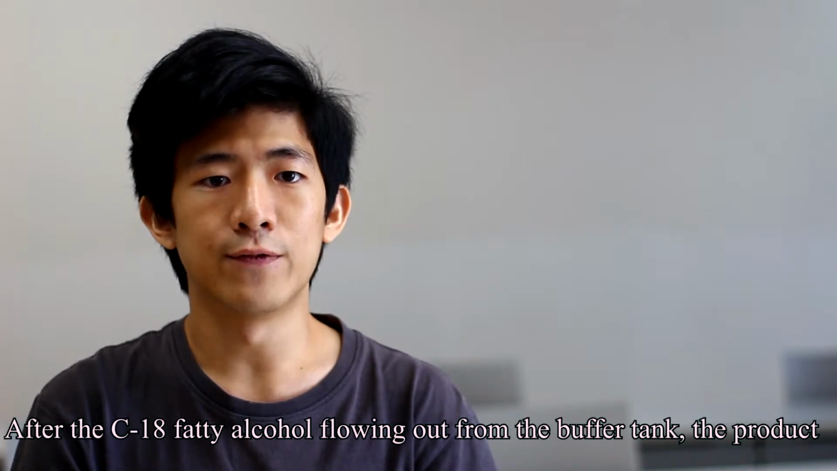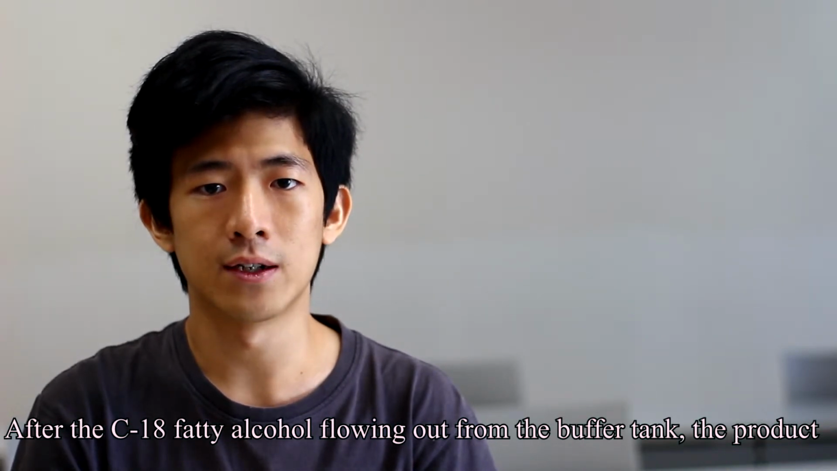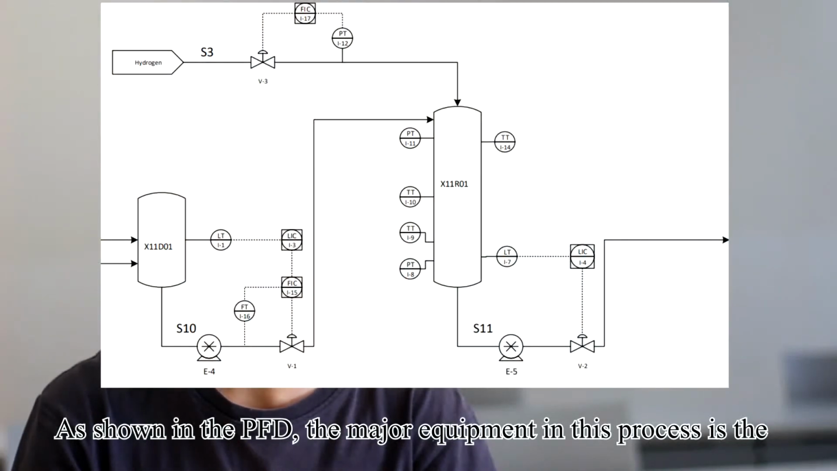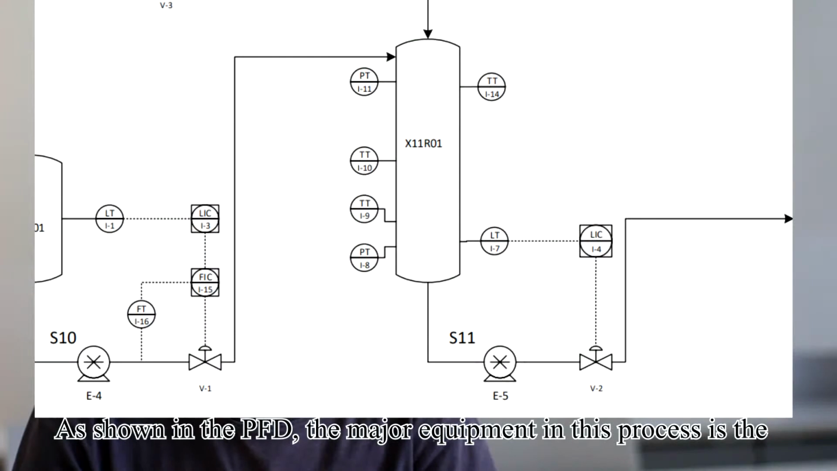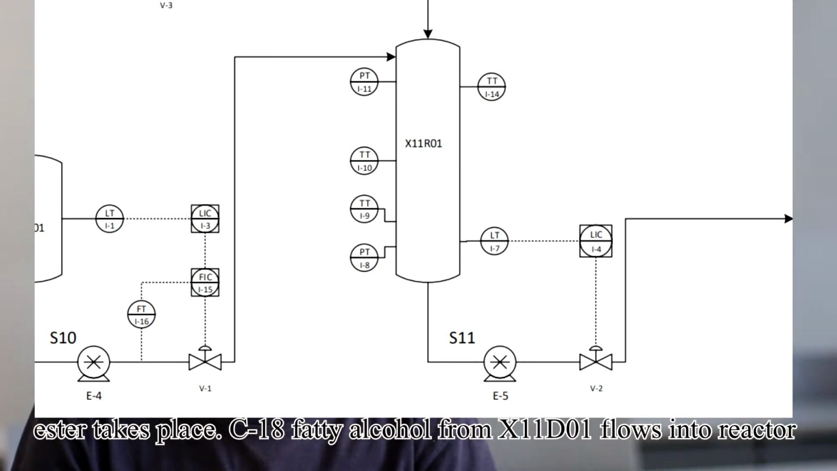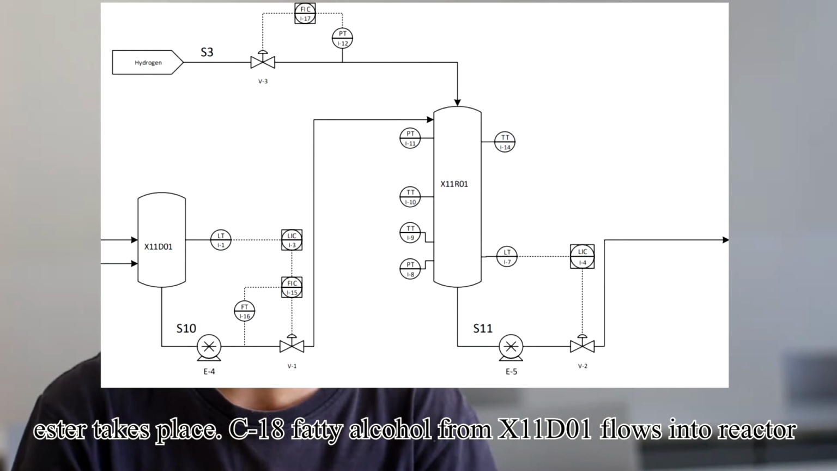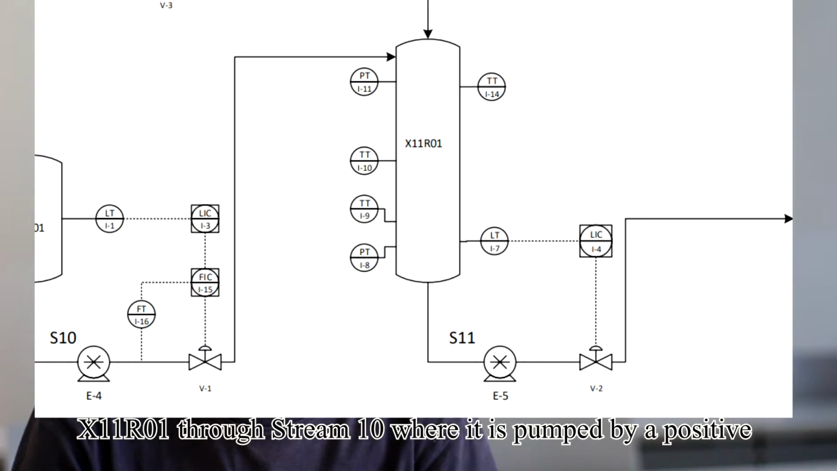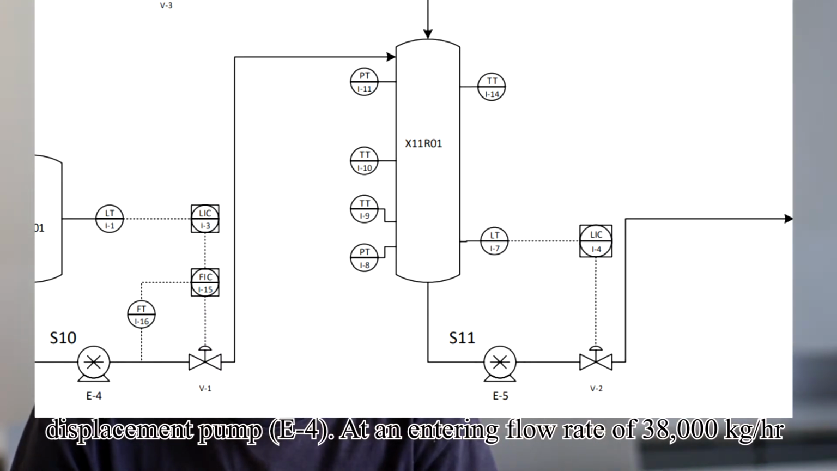After the C18 fatty alcohol flows out from the buffer tank, the product undergoes an upgrading process. As shown in the PFD, the major equipment in this process is the reactor X11 RO1, where hydrogenation of the unreacted methyl ester takes place. C18 fatty alcohol from X11 DO1 flows into reactor X11 RO1 through stream 10, where it is pumped by a positive displacement pump E4 at an entering flow rate of 38,000 kg per hour.